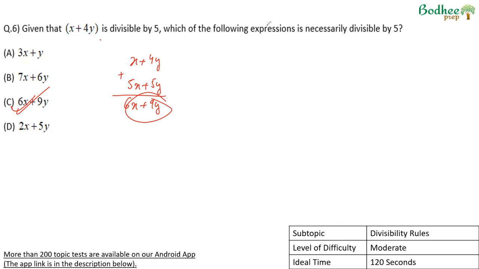But again, something that can be done in the exam. Even if we start putting values, we should be able to get the answer. For example, if we put x and y as 1 and 1, we see that 1 plus 4, 5, is divisible by 5. Now put the same values in the options. 3 plus 1, 4, not divisible by 5. 7 plus 6, not divisible by 5. 6 plus 9, 15, divisible by 5. 2 plus 5, not divisible by 5. So if we put x equal to 1, y equal to 1, even then we'll get our answer. But again, should be open to attempting this question.